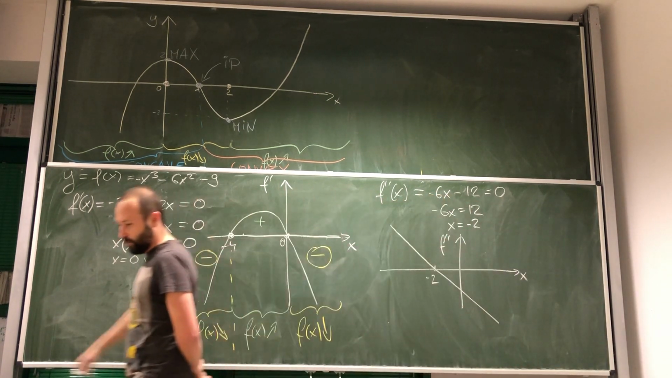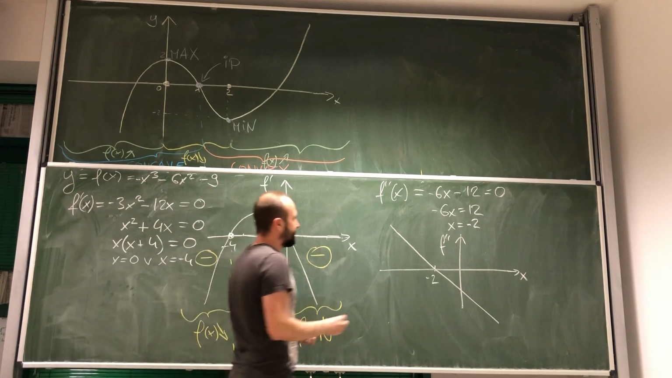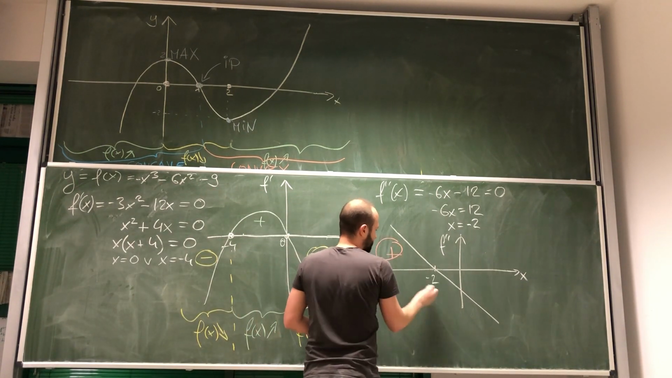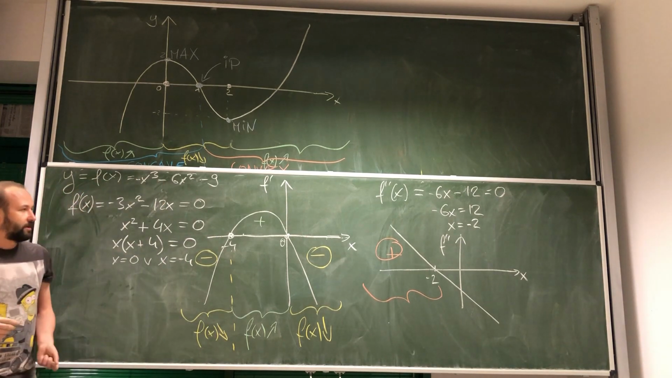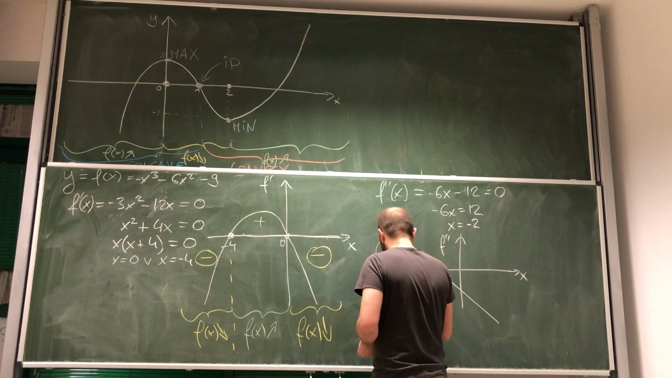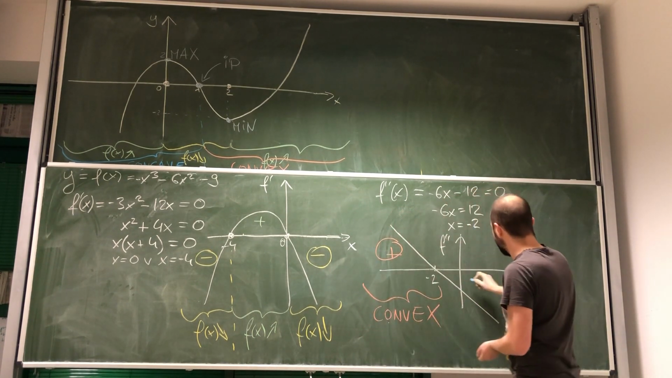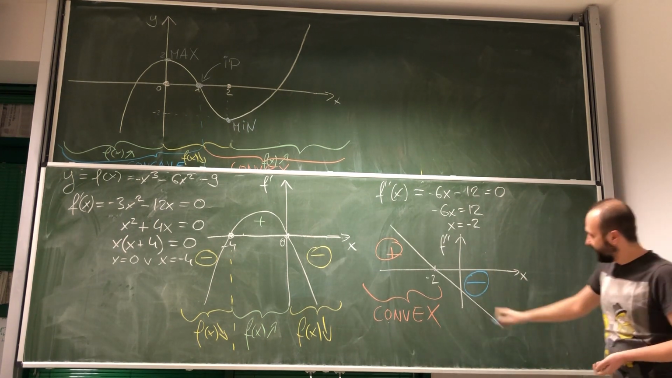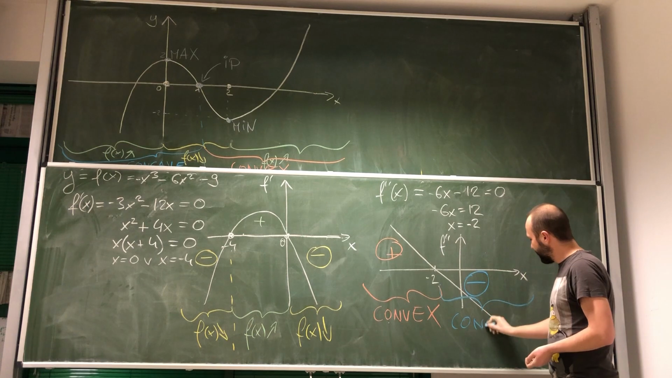Okay, now, what can we learn from this case? Well, here, we see that the second derivative is positive, which means that our function here has positive acceleration, which means it's convex. Over here, second derivative is negative, so from this point on, the function starts to be concave.